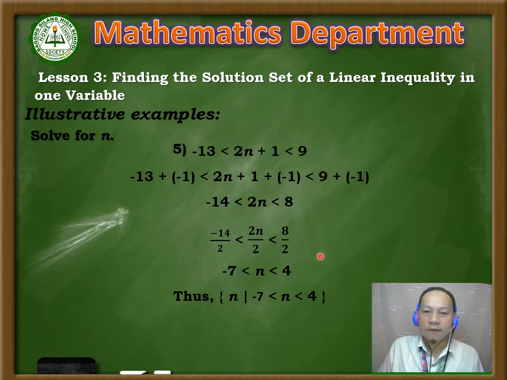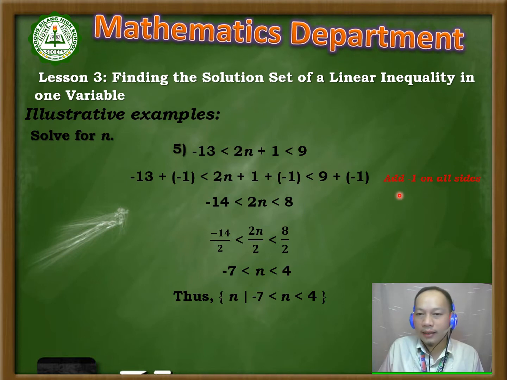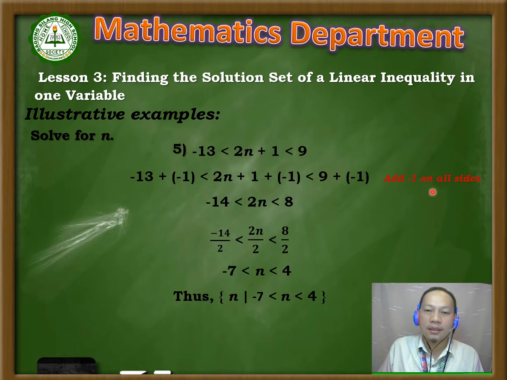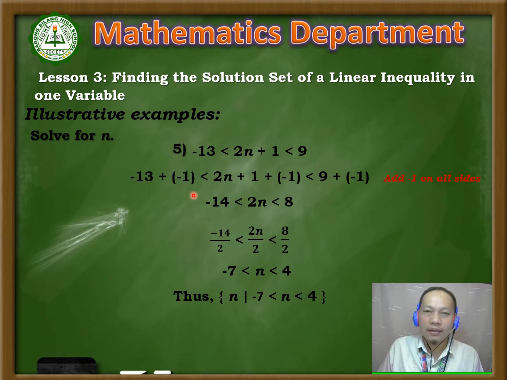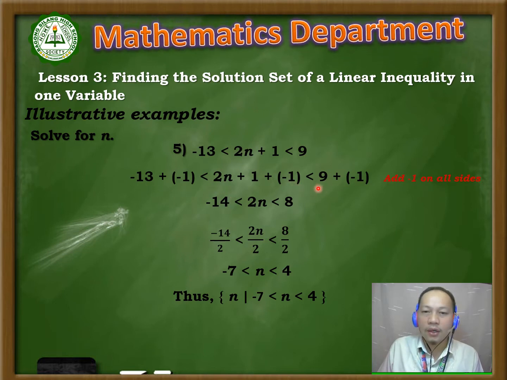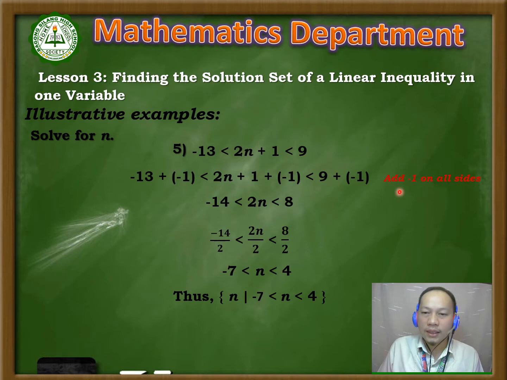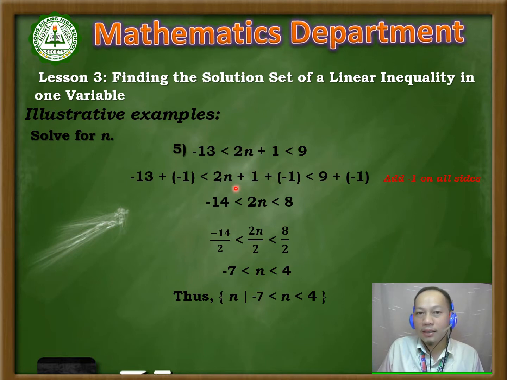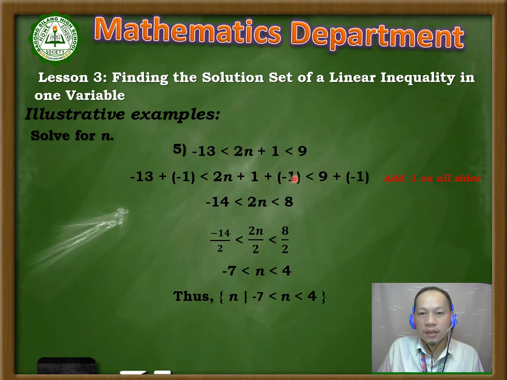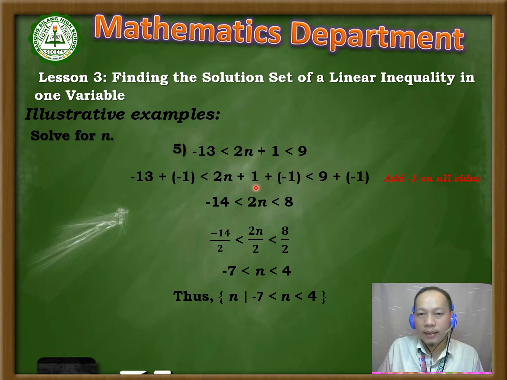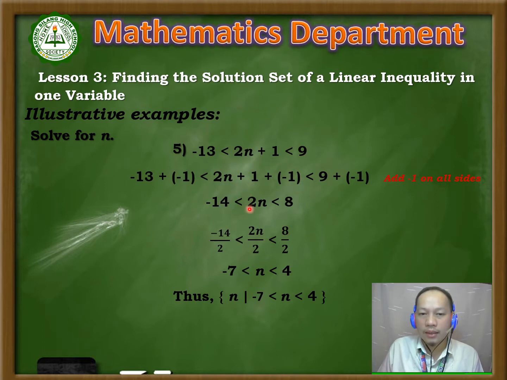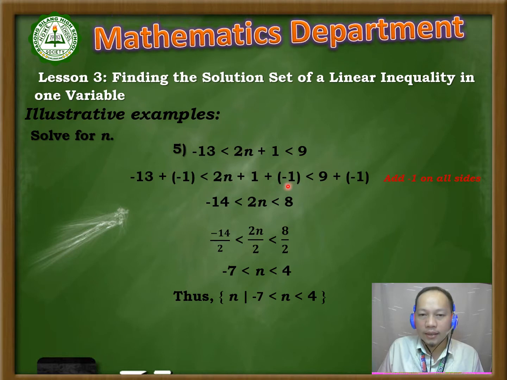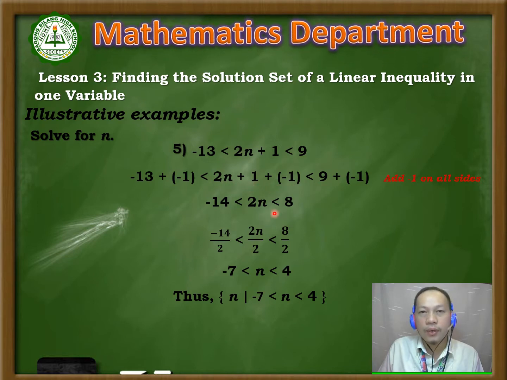First, you have to add negative 1 on all sides, meaning on the left side, the middle one, and the right side. Why is it negative 1? Because we have to eliminate positive 1 first, by adding its additive inverse. So combining 1 and negative 1, the result will be 0. And what remains in the middle part will be 2n.